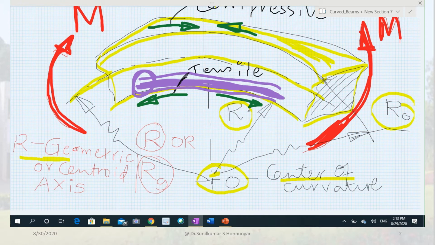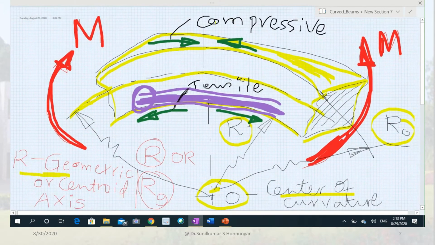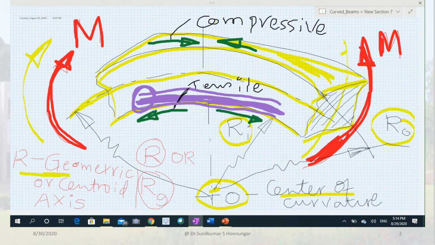This bent curved beam is applied with a bending moment M and M, such that this particular beam is opened. Opened in the sense that it is not closing with respect to the center of curvature; it is applied in such a way that this bend is going to be opened, something like that.